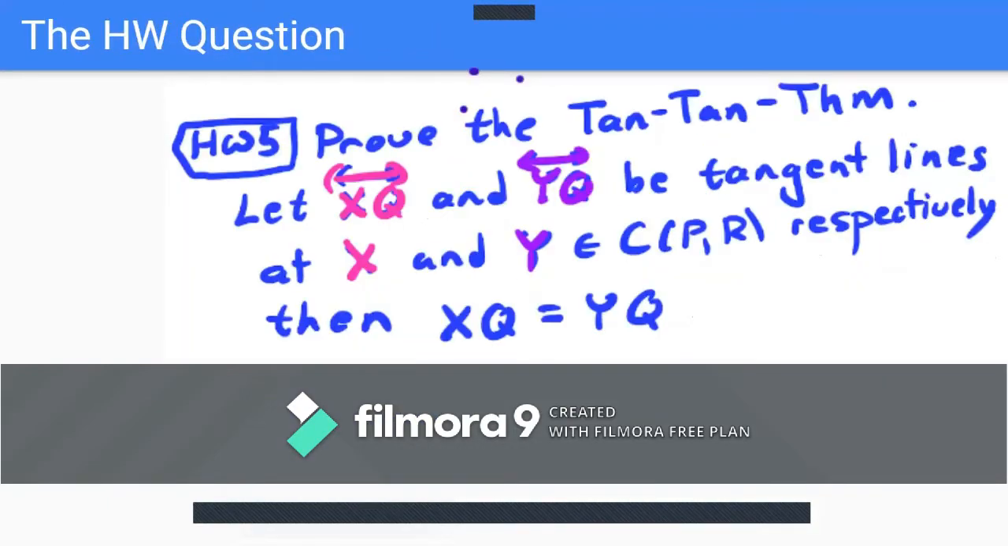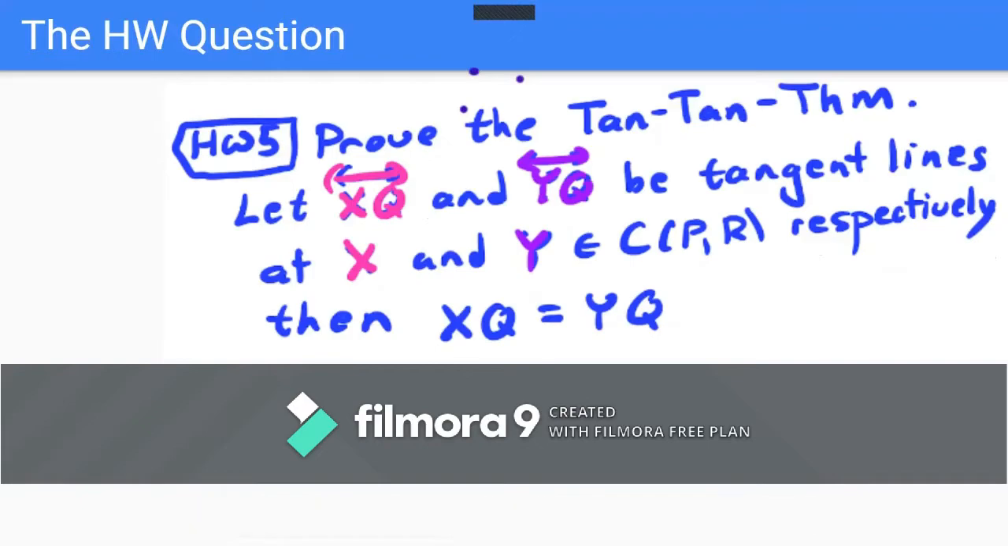And then for the homework: prove the tangent theorem. Let ray QX and ray QY be tangent lines at X and Y, which are points on circle P, respectively. Then XQ equals YQ, all right?